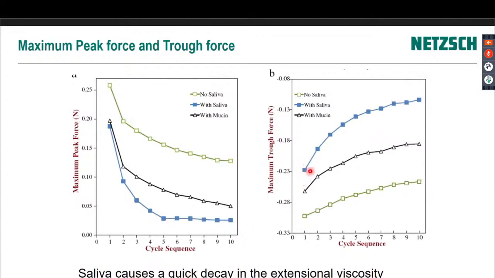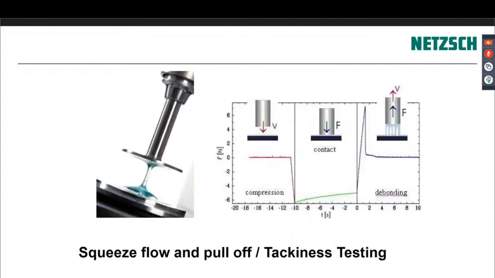And then this is the stickiness and pull off. You can see that the thickest is with dry, this is with mucin, and again, the least, it's with the saliva. So we can see the saliva causes the quickest decay and the extension of viscosity of the product. So we're doing a direct simulation of the mouthfeel of a product with a rheometer. Really, really useful. Now, another thing you might want to do is just look at tack.